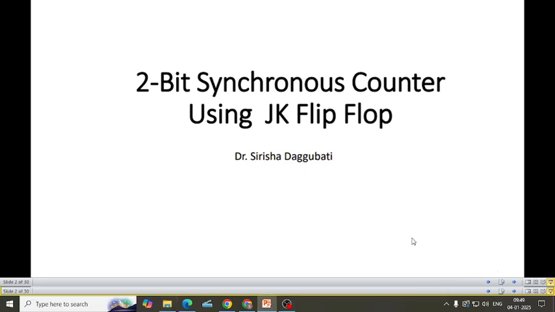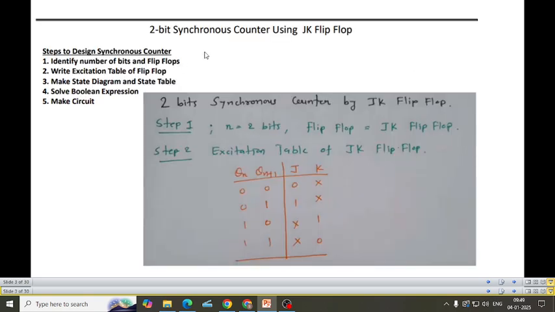Let us look into our very next topic, designing a synchronous counter. Synchronous counter design is a very important question. We are going to design a 2-bit counter using JK flip-flop. There are 5 steps for designing a synchronous counter.